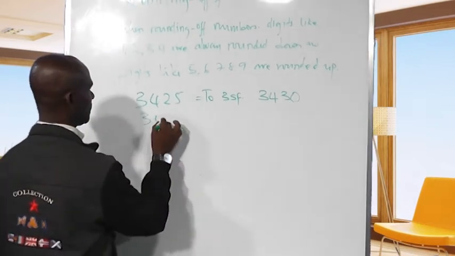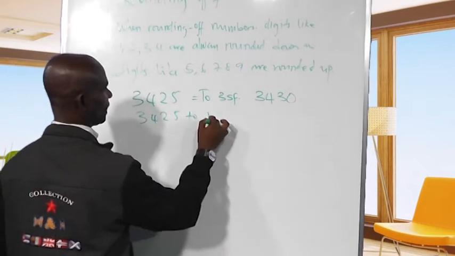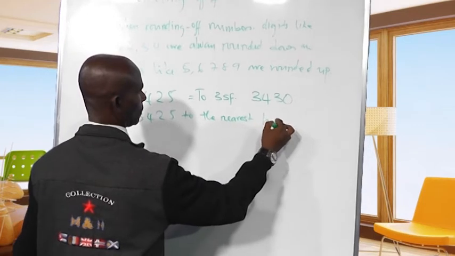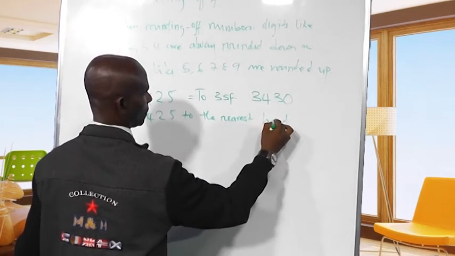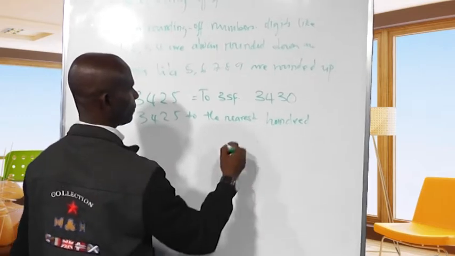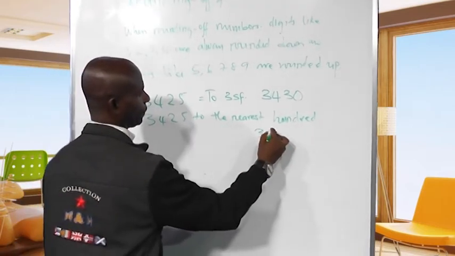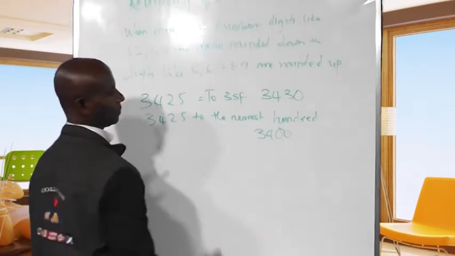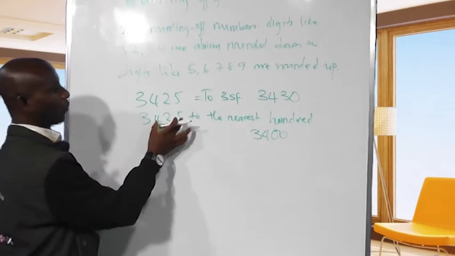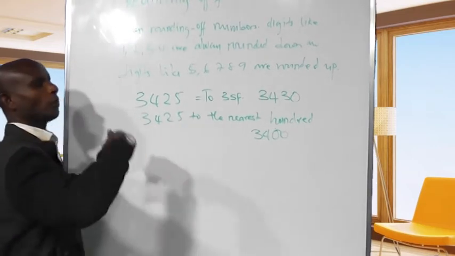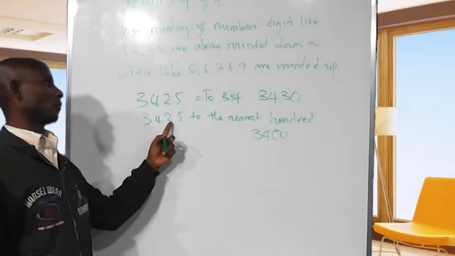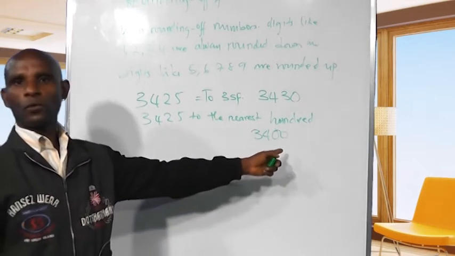To convert this to the nearest 100, we have something like this: 3400. This is the nearest 100. We bring this one to the, this is 400. 25 is not up to 50. That's why we have 3400.